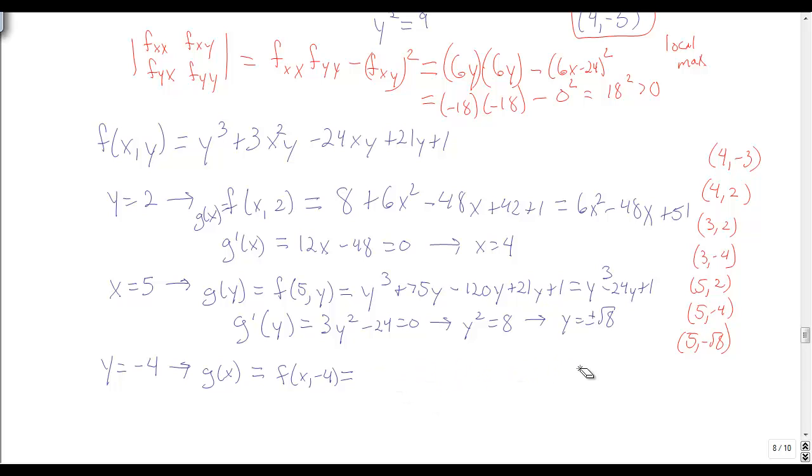We plug in -4 for y, and we get -64. For the x squared term, we're going to get minus 12x squared. I think I was plugging in -4 for x at this point, or maybe both x and y, doing something wrong. -4 for y gives me a plus 96x, minus 84 from the 21y, and then plus 1. So we get -12x squared plus 96x. And let's see.